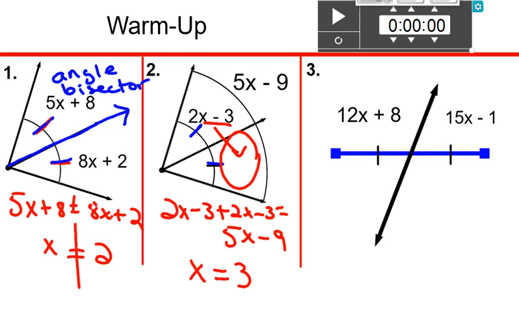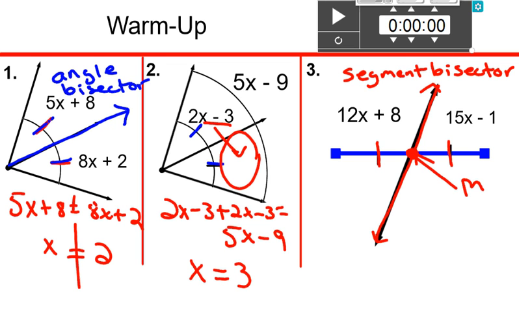All right, the markings again here indicate that each of those line segments is equal, which makes this guy a segment bisector. Which also means that this point right here is the midpoint. Okay, so a lot of stuff comes out of a segment bisector there. It also means that these two things are equal to each other. This line segment and this line segment must be equal to each other. So that's how you set up your equation.